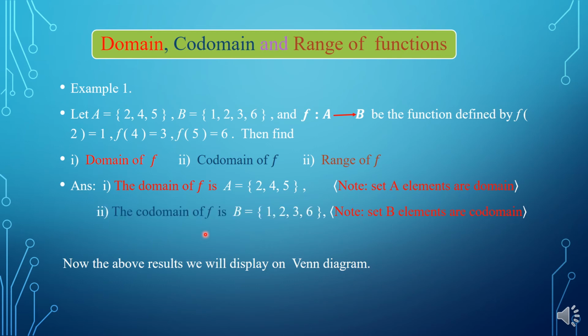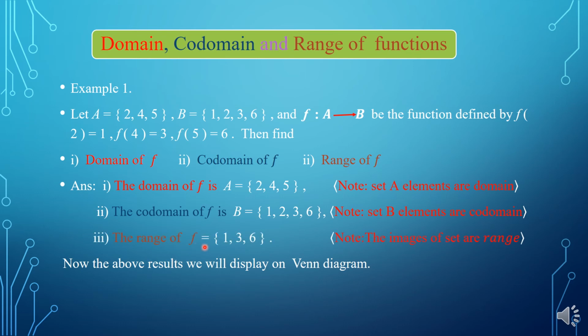Next we learn the codomain of a function. What is the codomain of a function? It is all the elements of the set B: 1, 2, 3, 6. Just remember that all the elements of set B are called the codomain of a function.